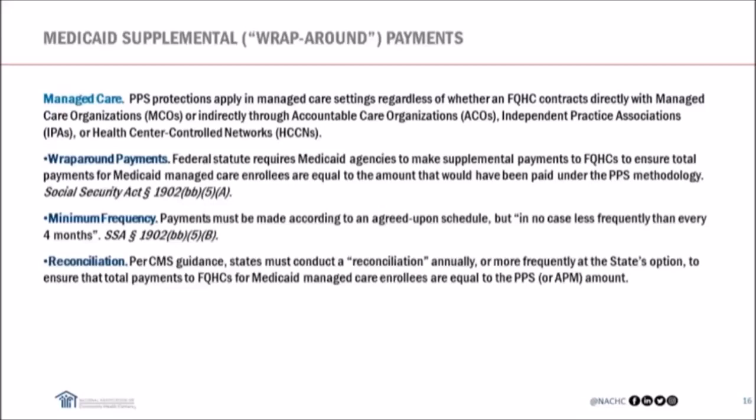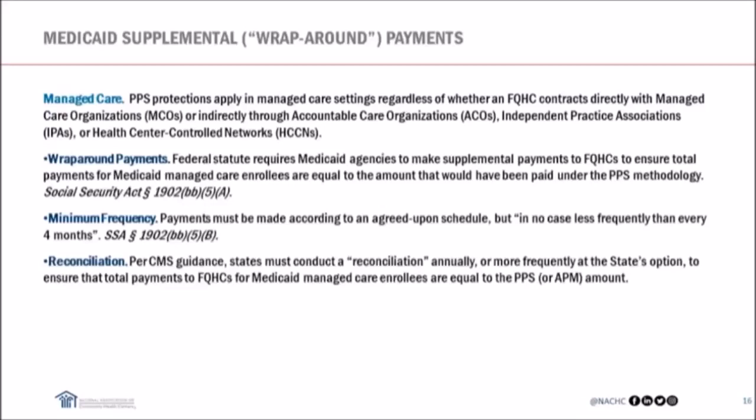The state has certain requirements. The wraparound is the state's obligation, and the state's requirements are to make sure that you receive that wraparound encounter to make you whole up to the level that you would have been paid under traditional PPS in the absence of managed care. The state has the obligation to make sure that you get paid that wraparound no less frequently than every 4 months. Some people refer to this as a quarterly requirement, but it's actually every 4 months under federal law. And then the state has to conduct this reconciliation to ensure that you, at the end of the day, had received at least as much as you were supposed to receive under PPS or APM under managed care.